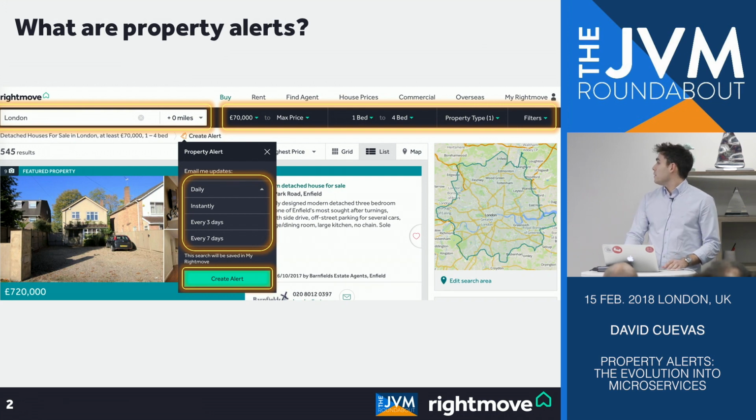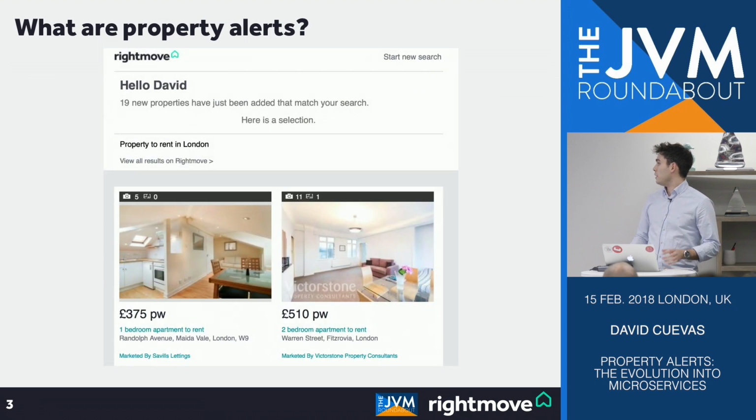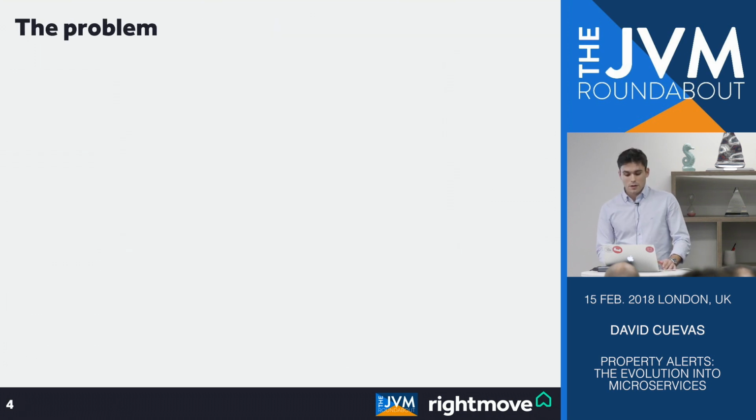Okay. So my next slide is a screenshot of what a property alert looks like. As you can see, we are sending David 2 beautiful properties that actually match the search that he saved previously. So what was the problem that we were tackling here?